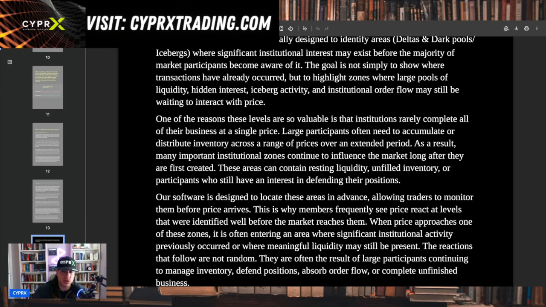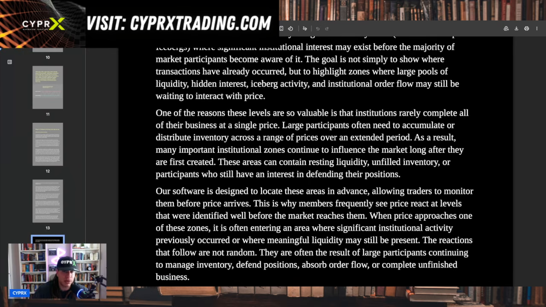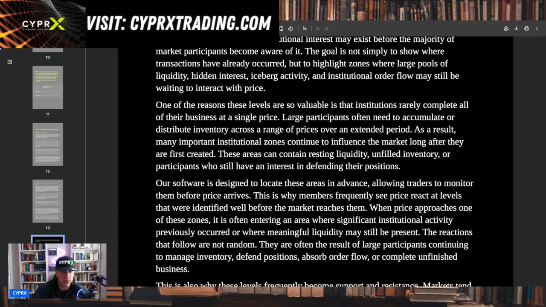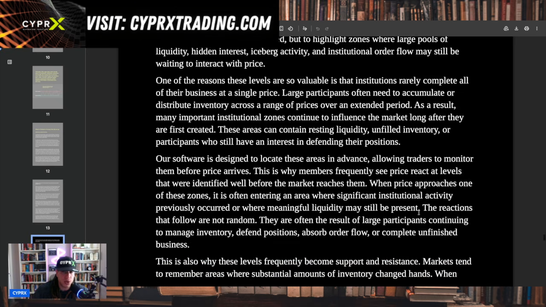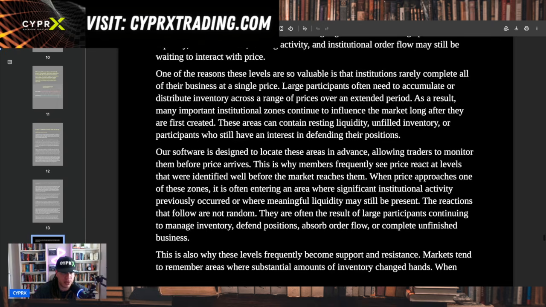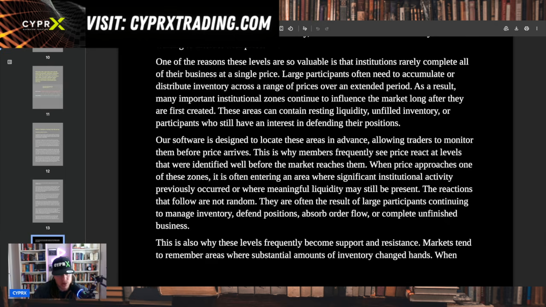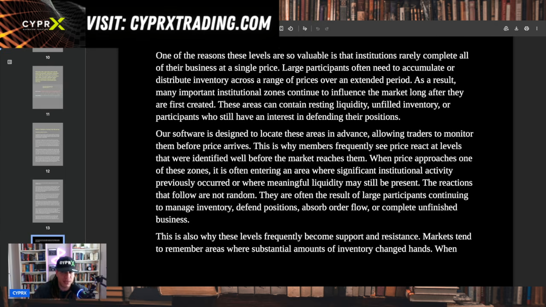One of the reasons that these levels are so valuable is that institutions rarely complete all of their business at a single price. Large participants often need to accumulate or distribute inventory across a range of prices over an extended period. As a result, many important institutional zones continue to influence the market long after they are first created. These areas can contain resting liquidity, unfilled inventory, or participants who still have an interest in defending their positions. Our software is designed to locate these areas in advance, allowing traders to monitor them before price arrives. This is why members frequently see price react at these levels, where they were identified well before the market reacts to them, as I showed you all in part 1 of today's video breakdown.